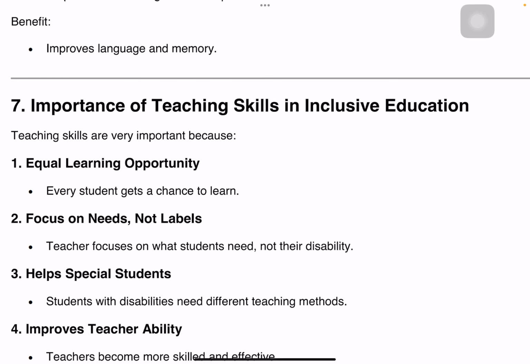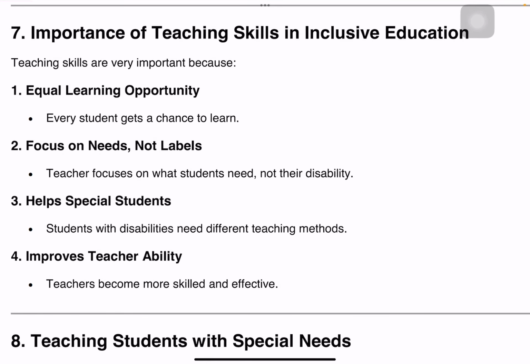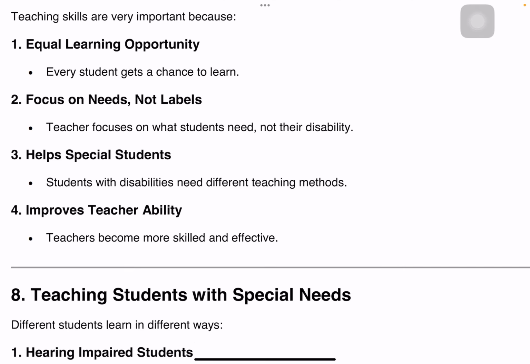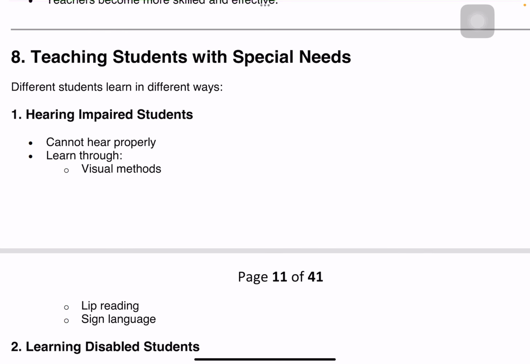Importance of teaching skills in inclusive education. Number one, teaching skills are very important because they provide equal learning opportunities. Every student gets a chance to learn. Number two, focus on needs, not labels. A teacher focuses on what students need, not their disability. Number three, helps special students. Students with disability need different teaching methods. Number four, improves teacher ability. Teachers become more skilled and effective in teaching students with special needs.